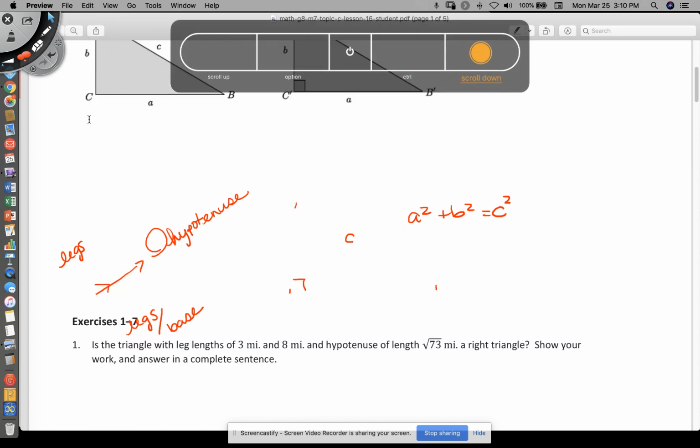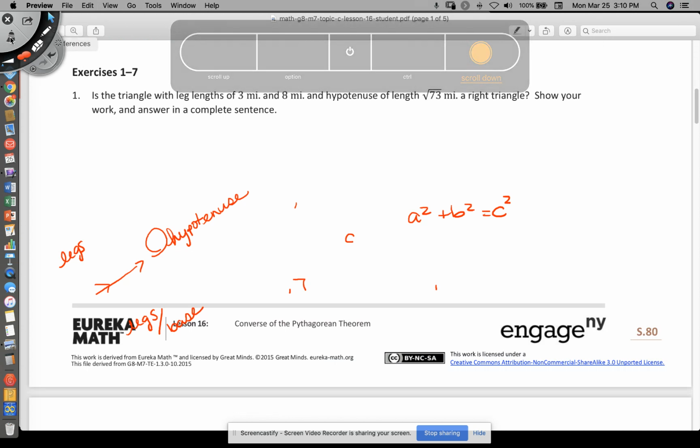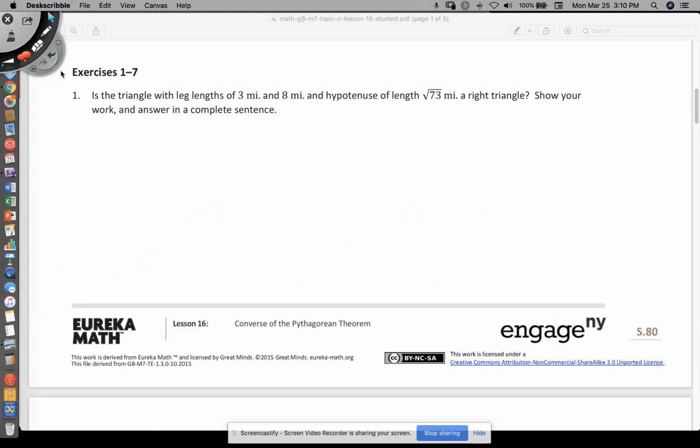So let's look down here at the exercises. What we're going to do is find out the measurements of these sides. So I have a triangle with legs 3 and 8. So that means this is my A and that's my B. And the hypotenuse of root 73. So there's my C. So I'm going to say 3 squared plus 8 squared equals root 73. And I need to square that.